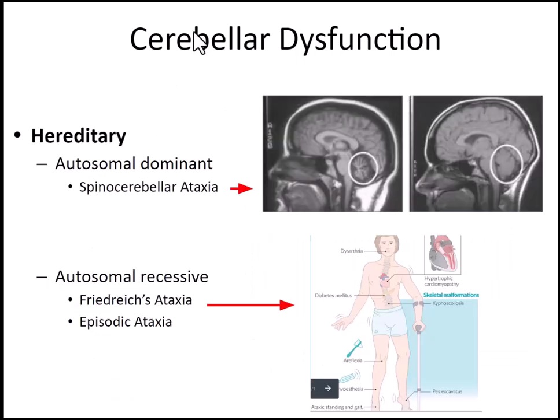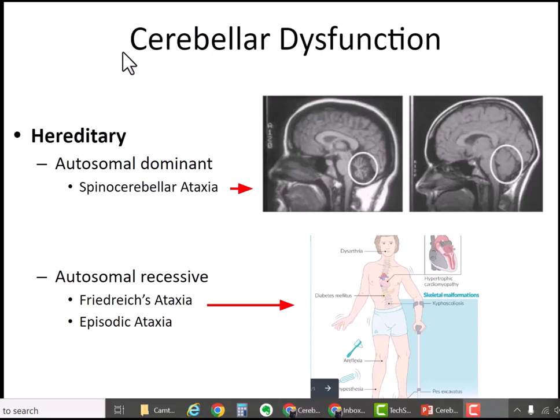Another way that you can get cerebellar dysfunction is through heredity. You can inherit something known as spinocerebellar ataxia, and there are multiple different types of spinocerebellar ataxia, but you should remember that this SCA is inherited in an autosomal dominant fashion.